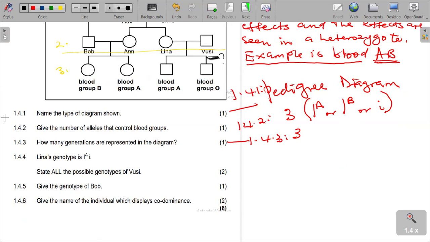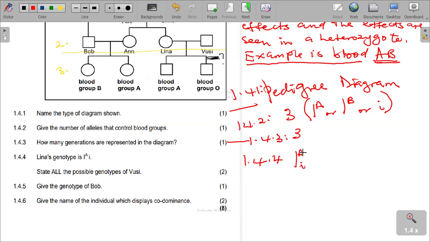There is a possibility of saying Vusi can have blood type A heterozygous, because in that case, there is a possibility of an I there which can combine with Lina's to have I there. So we can have Vusi having heterozygous A.